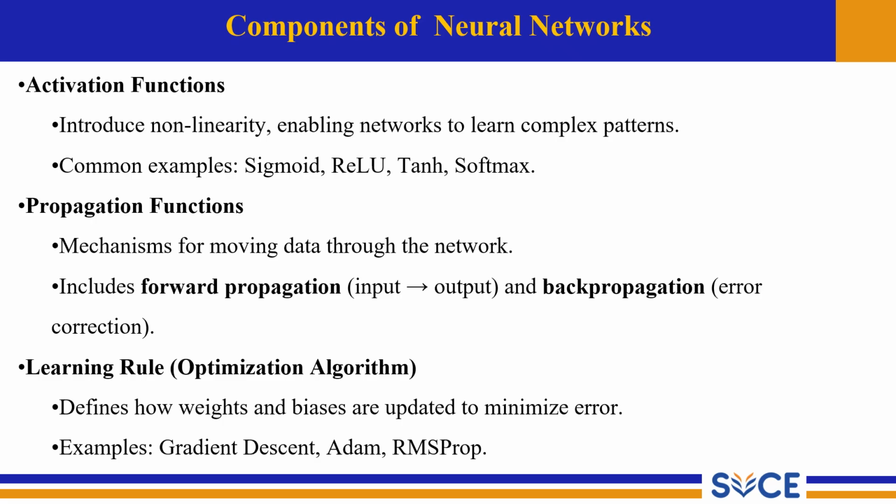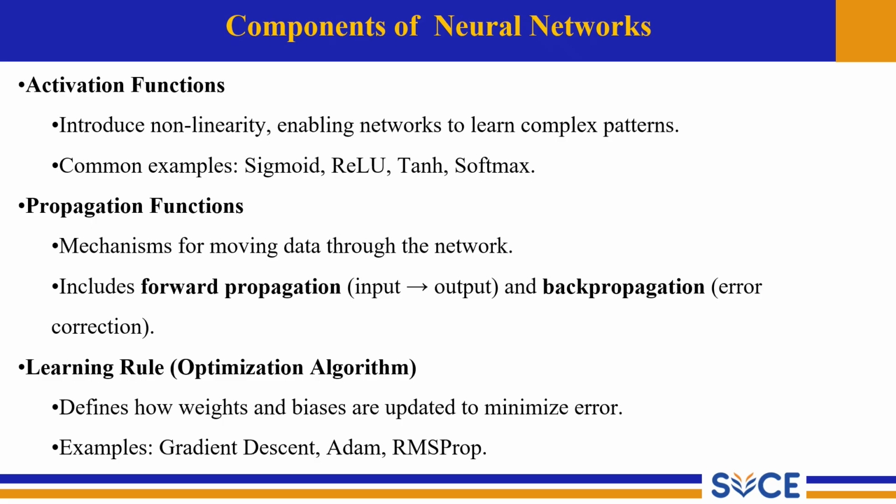Propagation functions define how information flows inside the neural network. There are two key processes involved. The first is forward propagation. Here the input data moves layer by layer through the network. Each layer applies weights, biases, and activation functions to transform the information until we reach the final output.